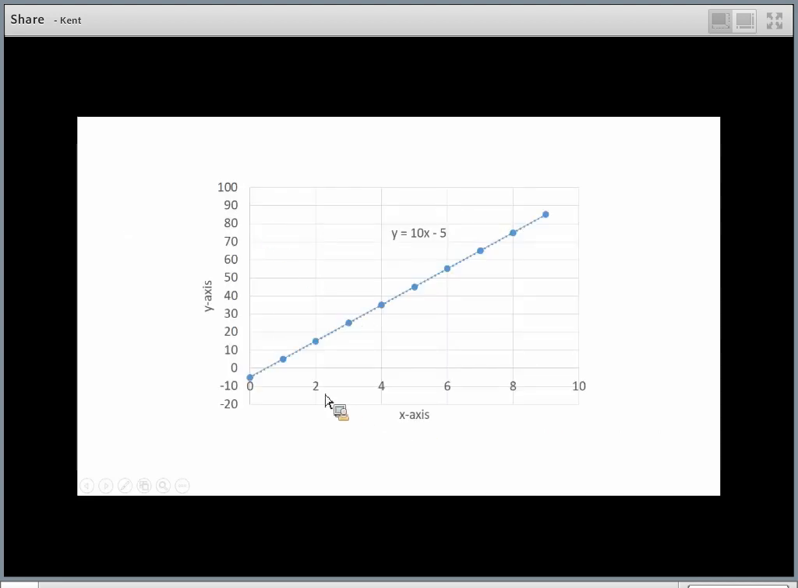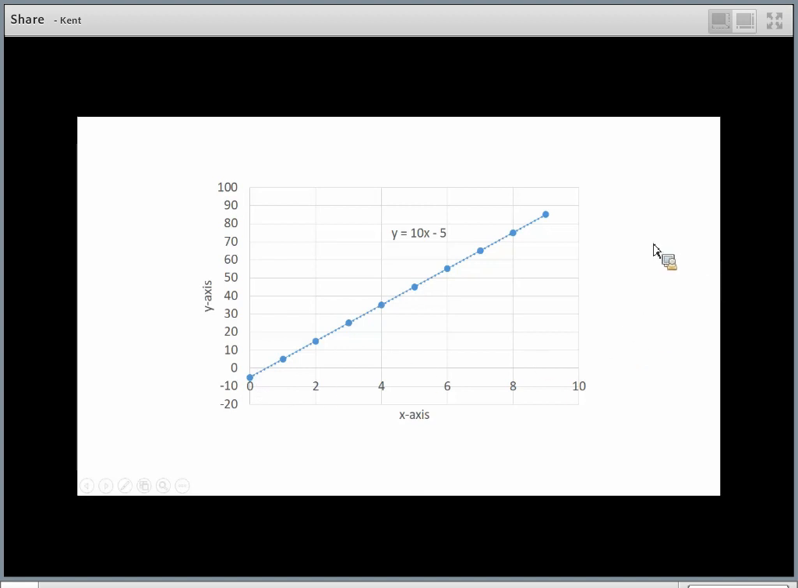And I've got another example here. This is y equals 10x minus 5. So the slope is 10. So for every change in x, you get 10 units change in y. And this line intercepts at the minus 5 of the y-axis, right? Where x is 0, y is minus 5.